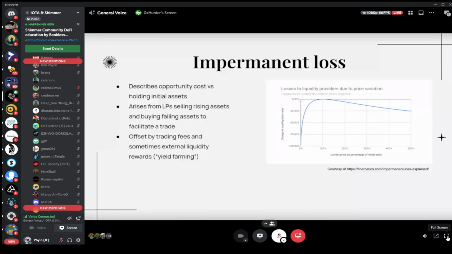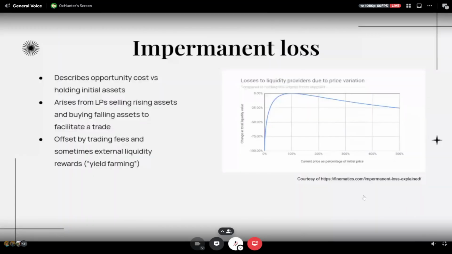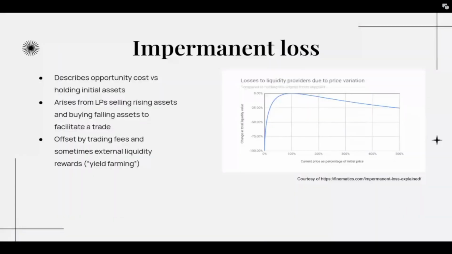And this sort of leads to the concept of impermanent loss, which basically describes the opportunity cost versus holding the two initial assets. So for example, if you have Ethereum and USDC, one Ethereum, 1500 USDC, and you put it into a liquidity position, you might have actually been better off just holding, in dollar terms, the initial two assets. And this is because the liquidity providers are always selling rising assets and buying falling assets. So they're kind of always doing a quote unquote bad trade.